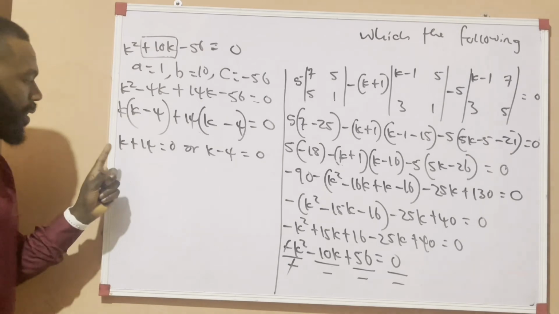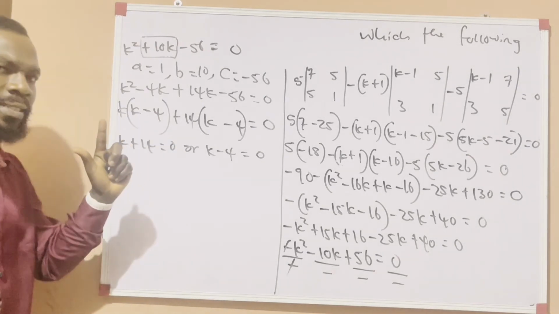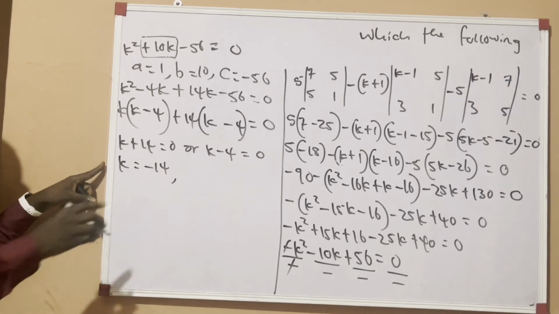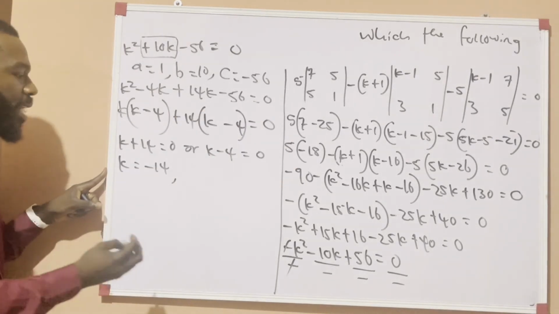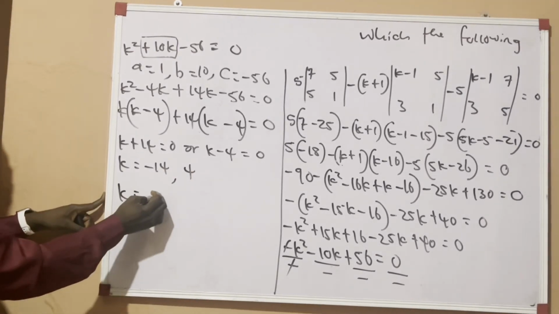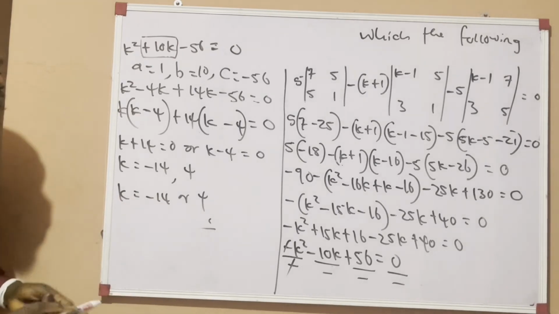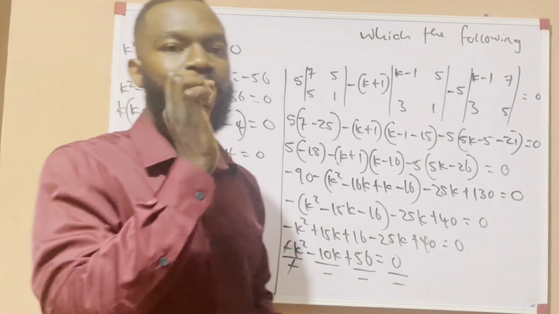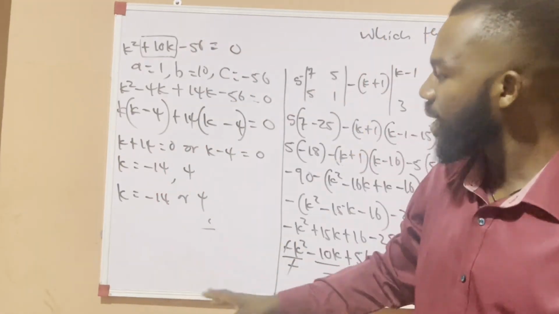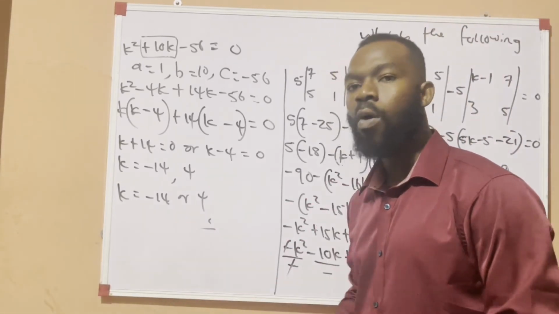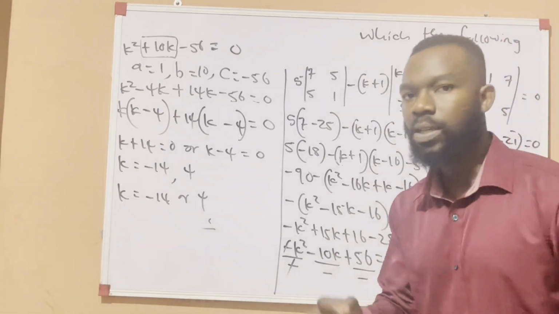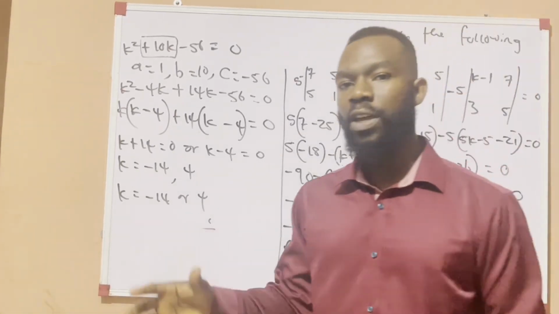Now, if plus 14 goes to the right hand side of the equation, here k becomes minus 14. And if minus 4 should cross to the right hand side of the equation, it becomes a positive 4. So therefore, k is equal to minus 14 or 4. So it means the values of k that will make the equation consistent is minus 14 or 4. So you see, this is how simple you can solve problems on consistency of equations.